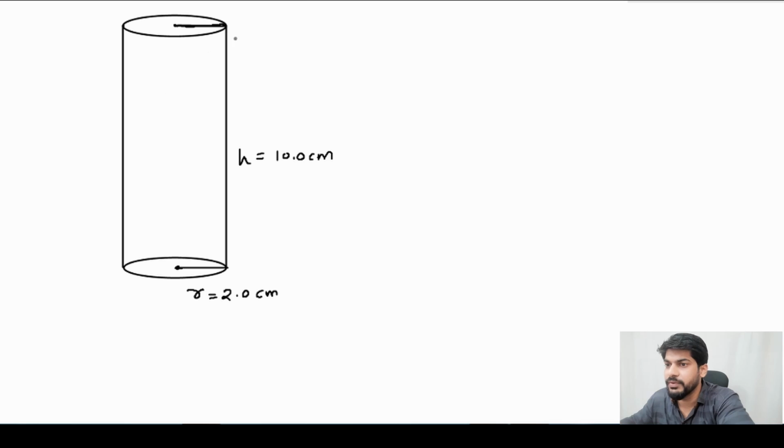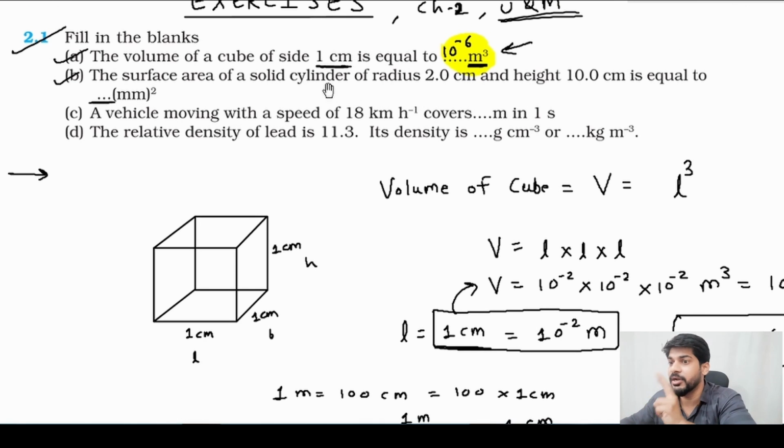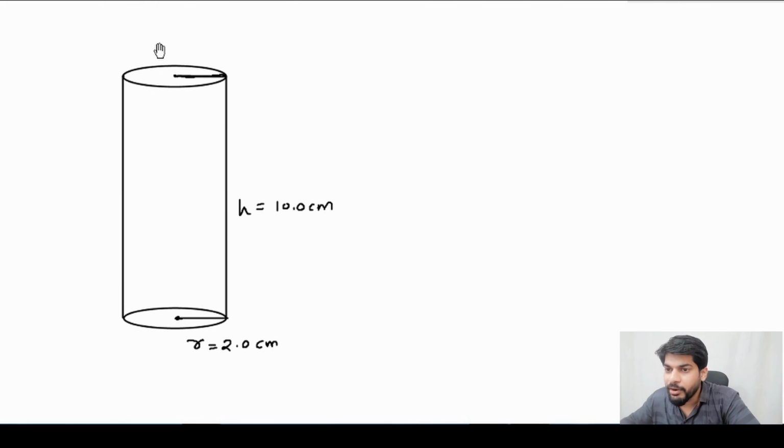Now just check what is given here. It's a solid cylinder. There are two types of cylinders: one is a solid cylinder, the other is a hollow cylinder. If it was a hollow cylinder, which is empty inside, then we wouldn't have to find the top area and the bottom area. We would just have to find the area of the main body. But since it's a solid cylinder, it will have a surface on the top and on the bottom also. So we have to find the area of the top, of the bottom and of the main body surface.